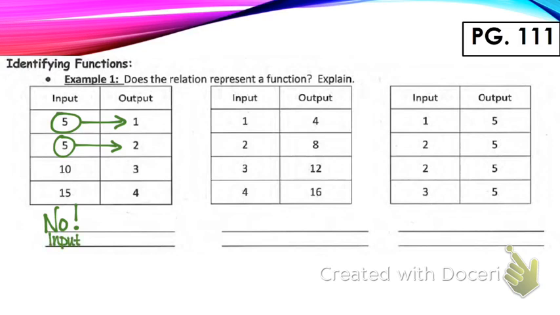The input of 5 has 2 different outputs. If you know the input, you should be able to accurately predict every time what the output is. If you can't, it's not a function. What about this middle table? Yeah. That one is a function. Every input has its own unique output.